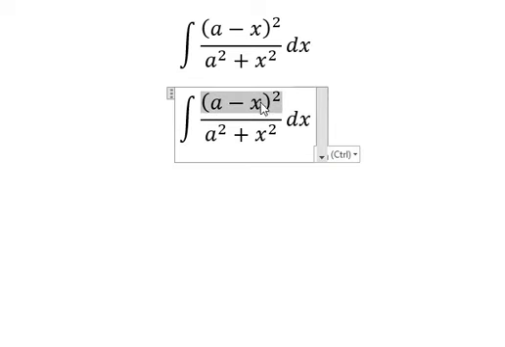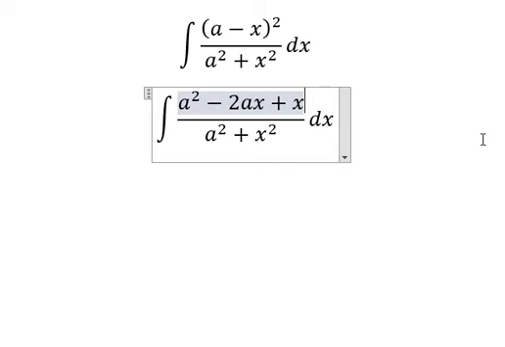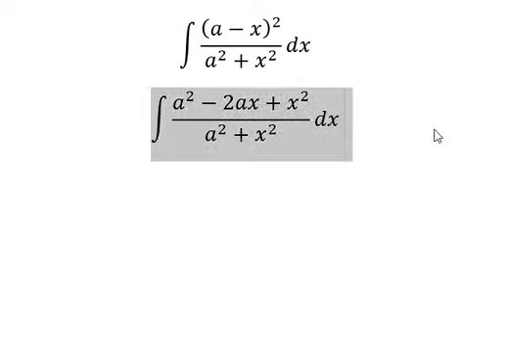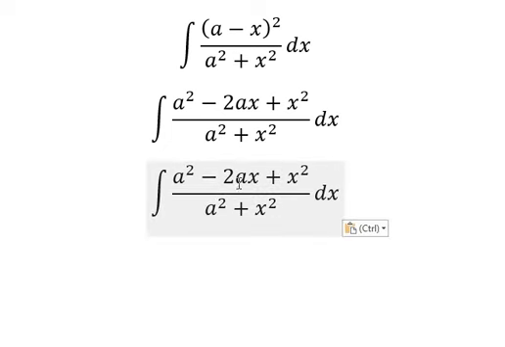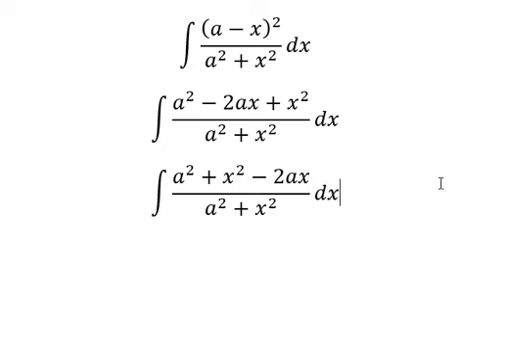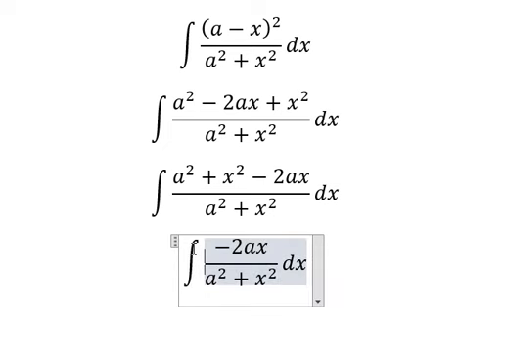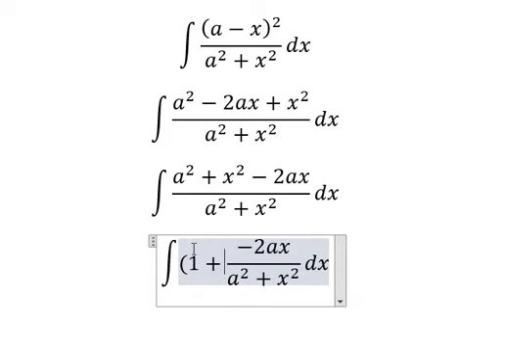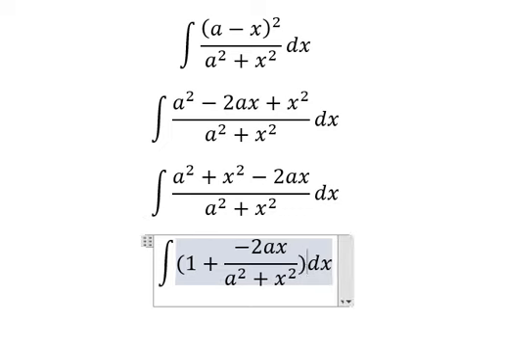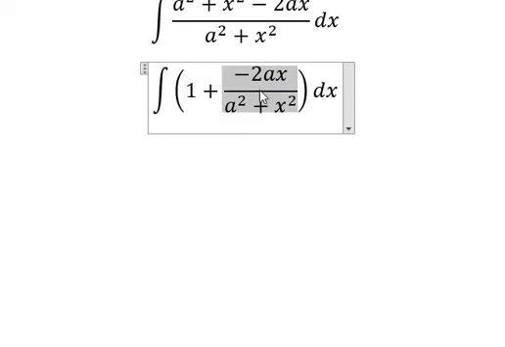So we need to expand this one and we have x squared minus 2x plus x squared. Next I will put x squared go in here. Next, this one divided by this one, we have number 1. Next we need to concentrate on this one.